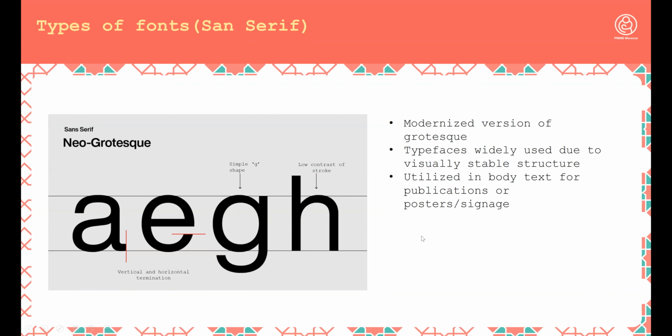And next, following that, is the neo-grotesque style. It originated in Switzerland. It is a more modernly refined version of the grotesque style, providing a visually stable structure. So it's widely used as a body text typeface. It is also a popular choice for posters or various signage.